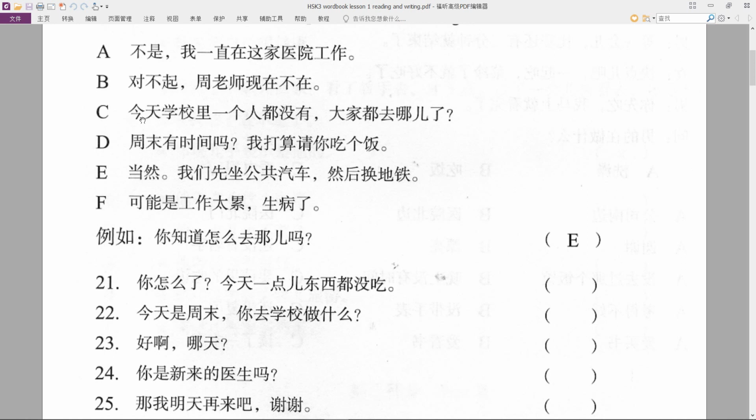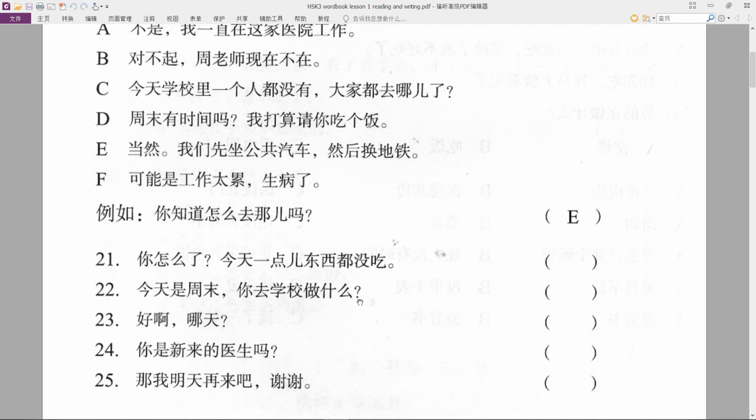今天学校里一个人都没有, 大家都去哪儿了? Today in school, no one is there, not even one person. Everyone all went where? So C is the first sentence somebody says. It sounds like that person went to school and there's nobody there. Where's everyone? So 22 looks like a question, but actually it's the answer. You say, today's the weekend, what do you do going to school? It looks like they're both questions, but actually 22 is the answer for C. So for 22, the answer is C.